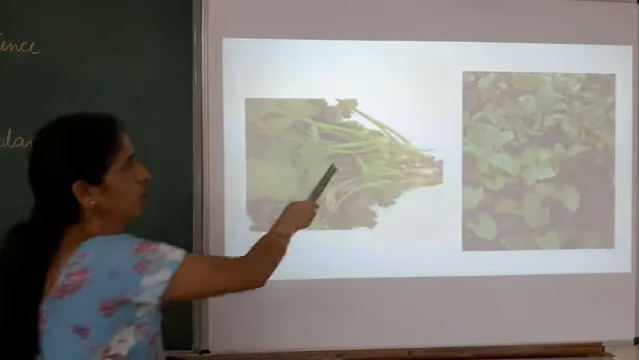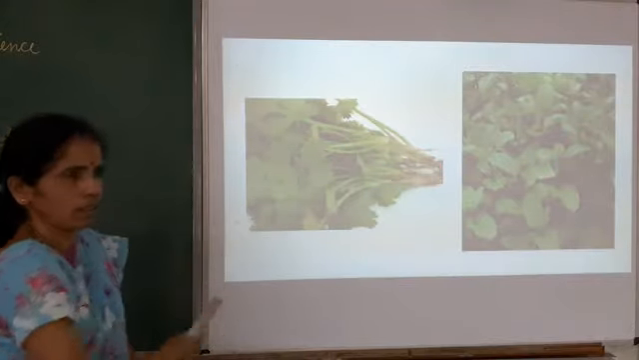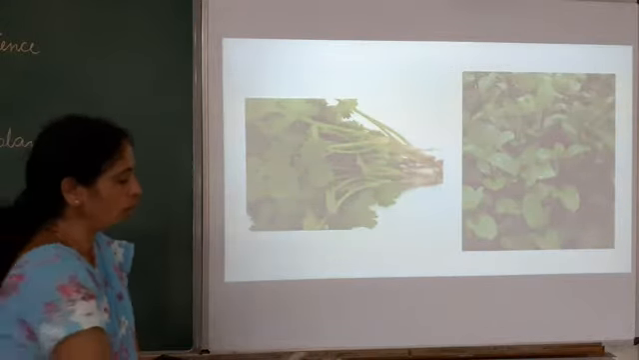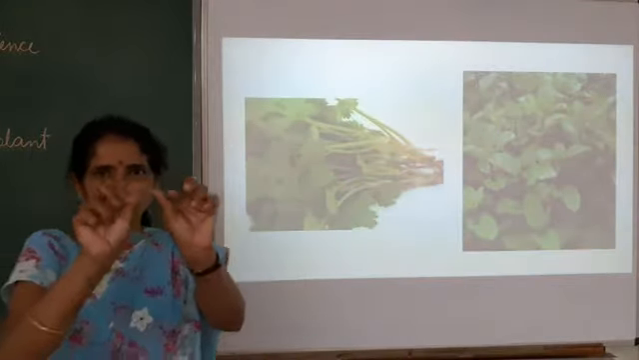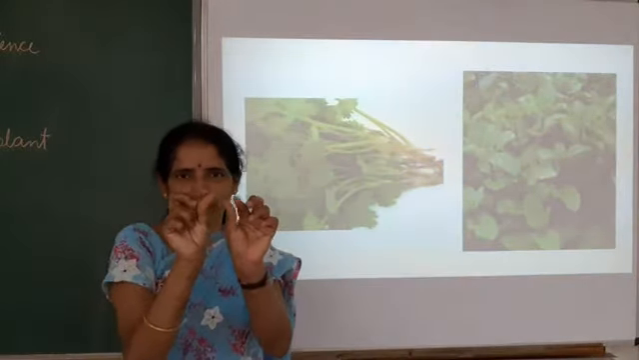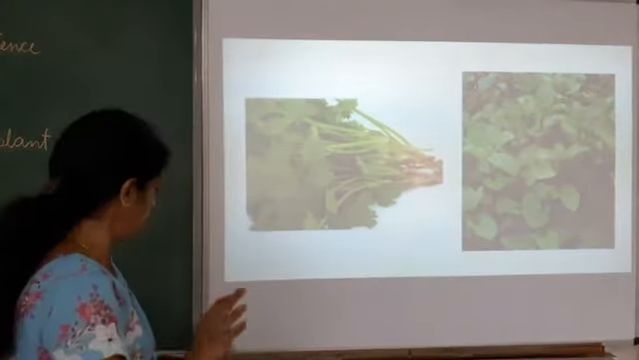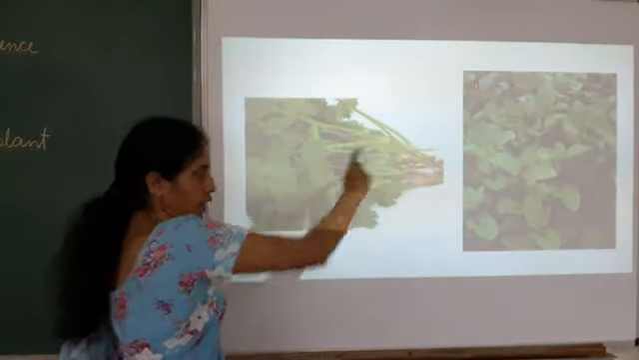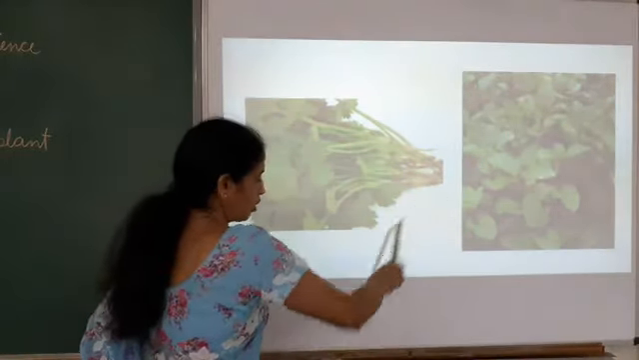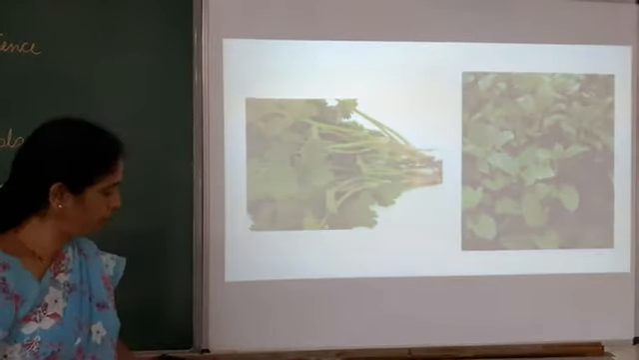So look at these plants, children. Which plant is this? Coriander. So when you just touch the stem of the coriander and just press it, how do you feel? It is soft. So, it has a soft stem. How about this plant? Which is this plant? This is mint plant.